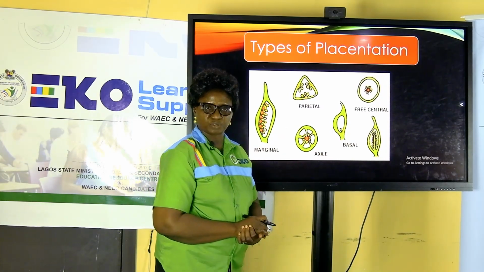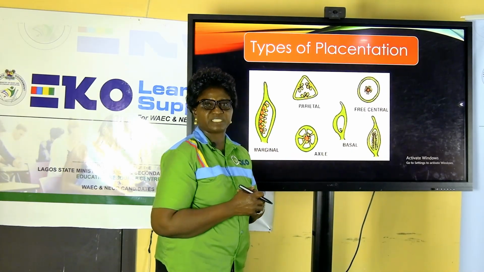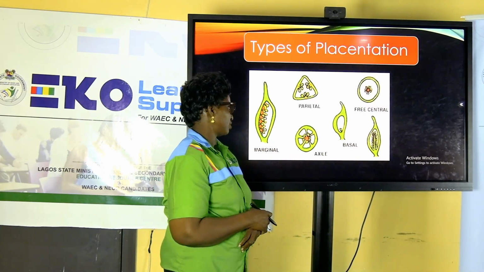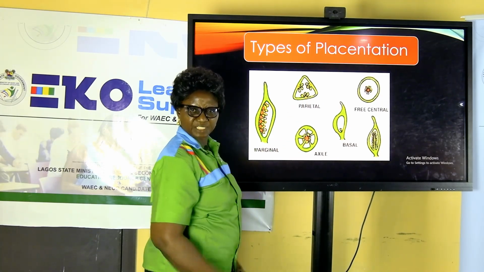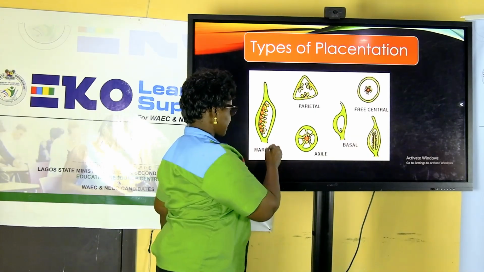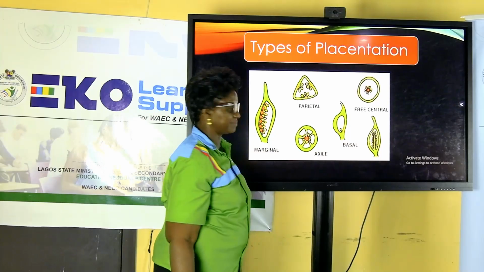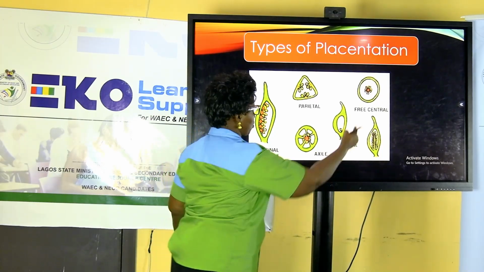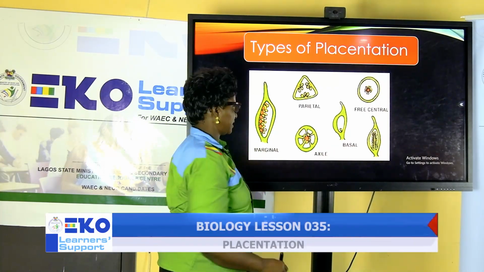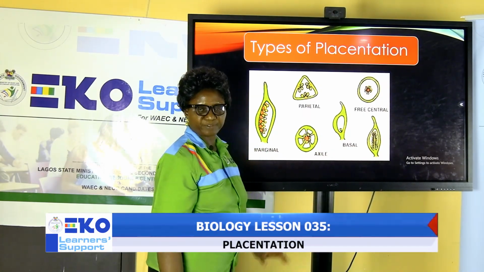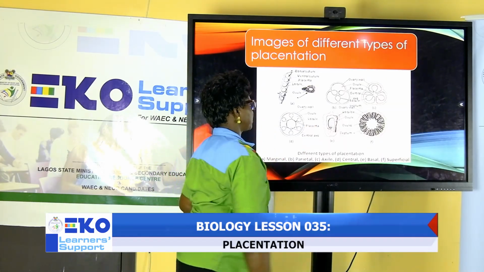Here I have pictures, images that reveal the different types of placentation. Remember we mentioned parietal as type 1. Did you follow it through? The second type was marginal. The third one was the axial. The fourth type was free central, and the last type, basal, that we corrected the spelling. So here are the 5 pictures showing the 5 types of placentation.